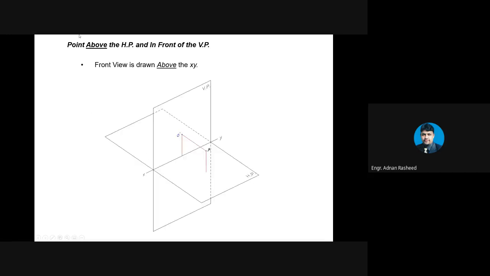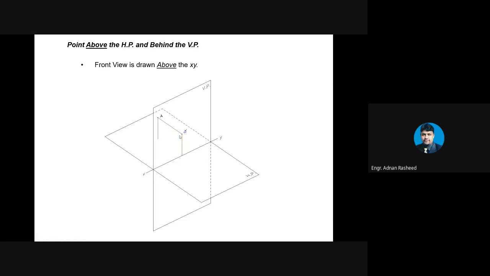So the point above the horizontal plane and in front of the vertical plane, this is a point A. This is the point A and it is represented by a capital letter. You can see that this point is above the horizontal plane and in front of the vertical plane. That is why it is in the first quadrant or first angle. If you project this point on this vertical plane, you will get a point that is its frontal view, which is represented by A dash.